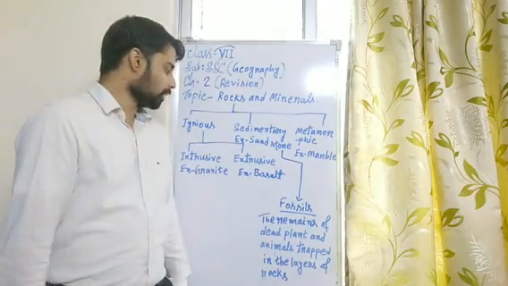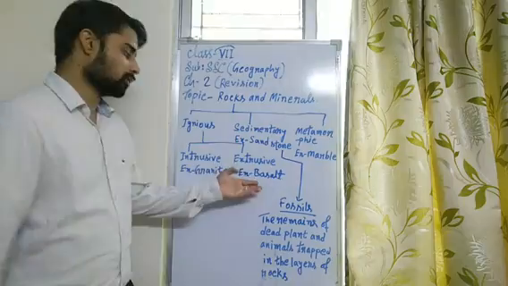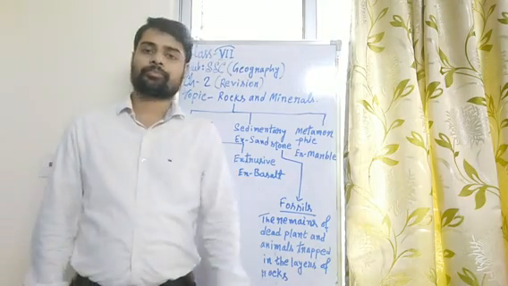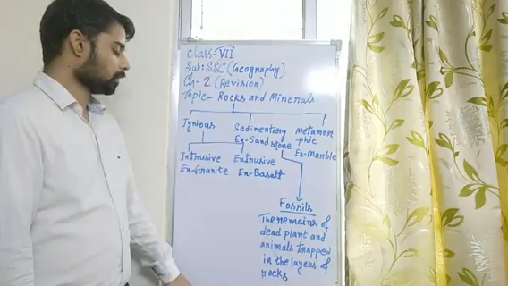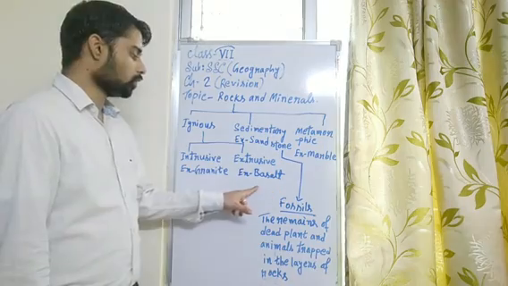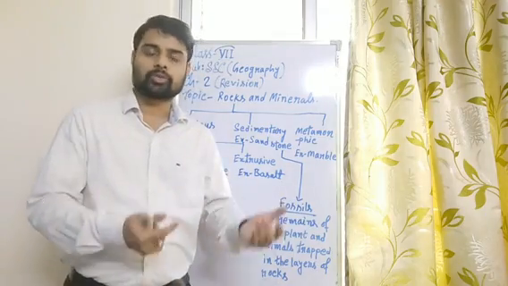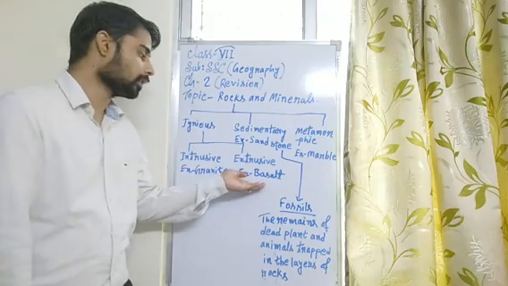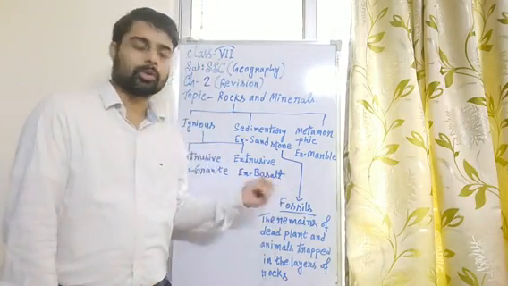An example of extrusive igneous rock is basalt. Basalt is also used in construction, to make houses. It is also mixed with cement and sand. So basalt is very important. These are the uses of basalt.